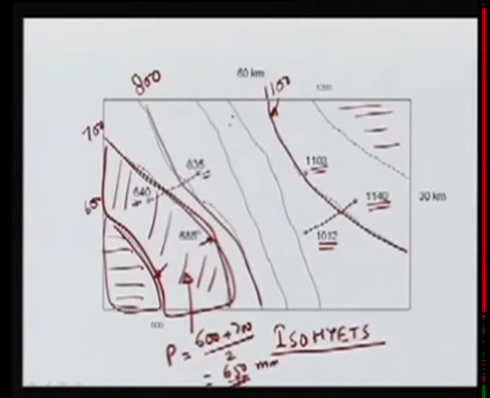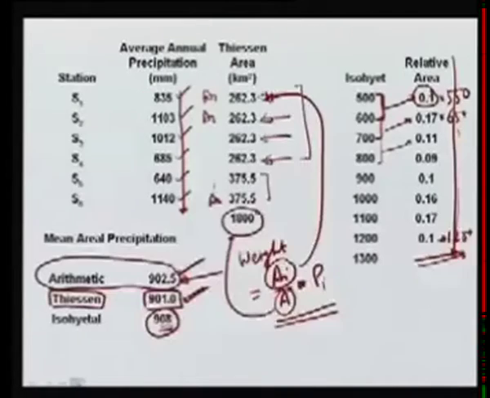Suppose we have this 800, 900 and 1000 here, and we add another station here which has precipitation of 940, it will not change the isoheights much. Even if it's, let's say, more than 1000, suppose it is 1010, then the isoheight will change a little bit, it will go from this side, but not very much. So in this way the mean aerial precipitation, the three values can be obtained, which in this case come out to be very similar.